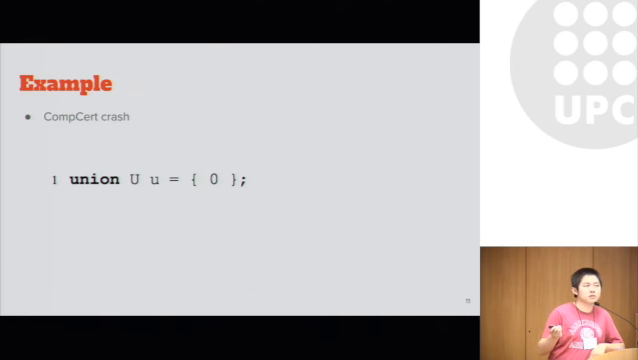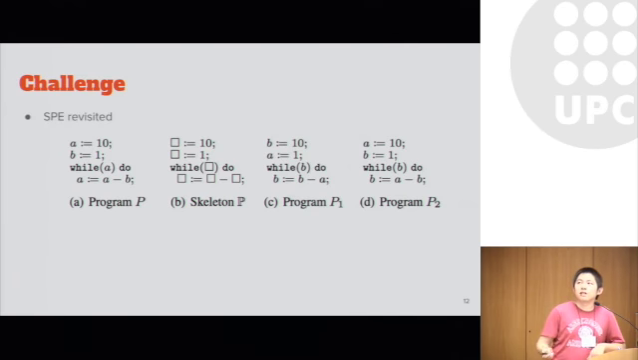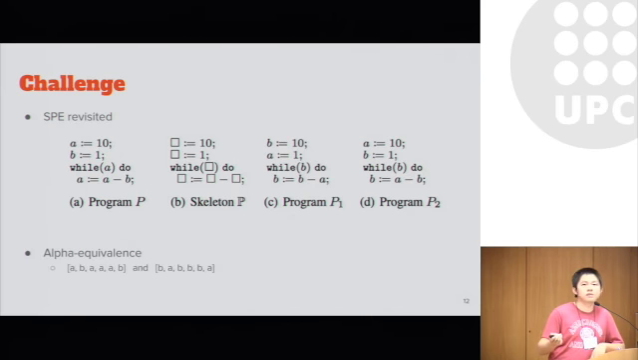So after seeing these examples, we'd like to talk about the challenge in our work. Again, we have a C program, we have a skeleton, and we want to generate a set of programs exhaustively. So there is a challenge here: there are a lot of duplicates if we enumerate in a naive way. We call these alpha equivalent programs.